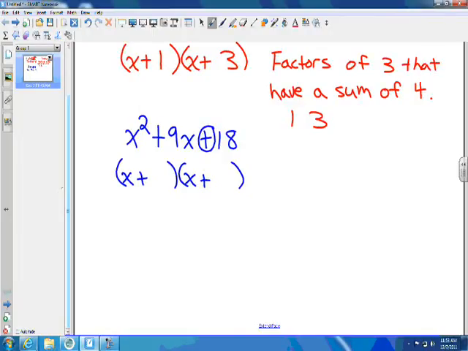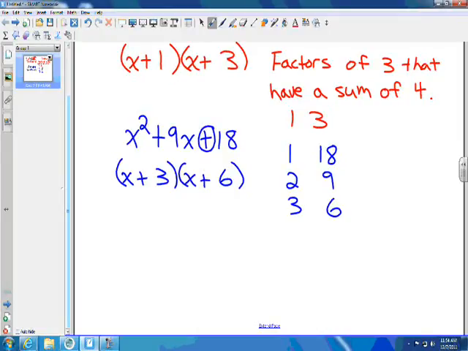We need factors of 18 that have a sum of 9. What are the factors of 18? 1 and 18. 2 and 9. 3 and 6. Can you add up to 9? So we put those in there. 3 and 6. You don't have to write those down. A lot of you would be able to know, well, 3 and 6 are factors of 18 that add up to 9. You don't need to write that down. That's fine. Just make sure you get it right.